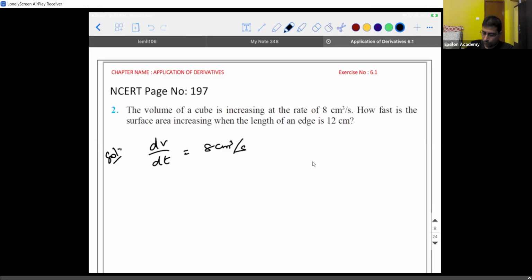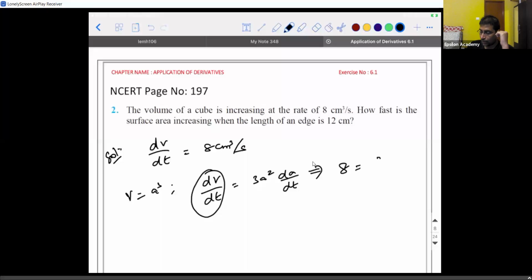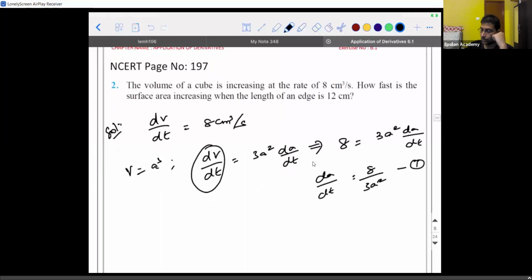Okay. So what we can do is, we know that volume is equal to a cube. So dV/dt is equal to how much? 3a² into dA/dt. Correct? So dV/dt, substitute 8, is equal to 3a² into da/dt. So da/dt will be how much? 8 divided by 3a². Let this be equation number 1.